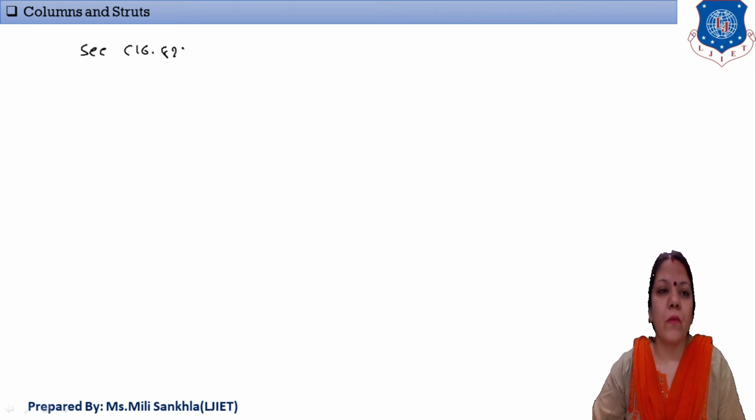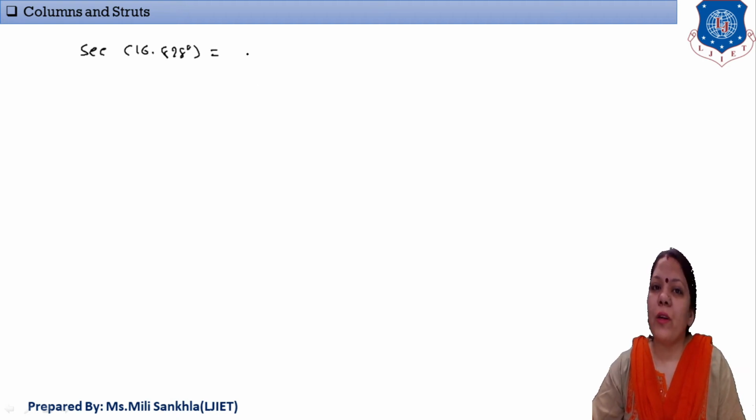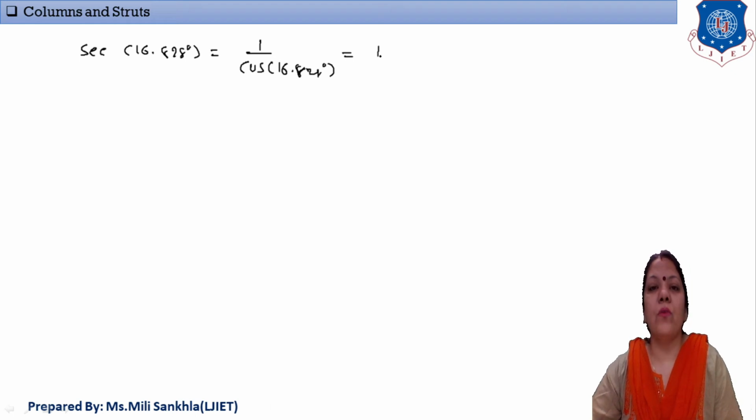Right here sec 16.828 degree. In the calculator we can't take the value of sec directly, so we convert sec into cos. So 1 by cos 16.828 degree is equal to, answer is equal to 1.044.